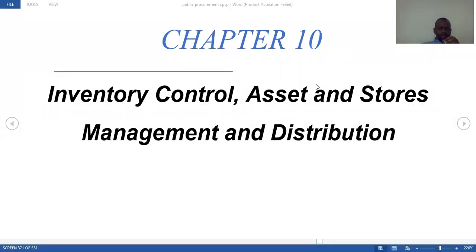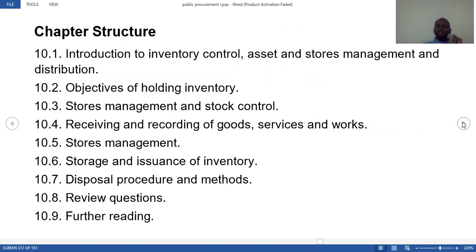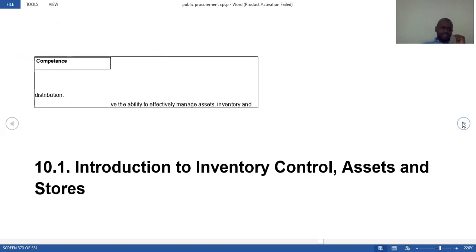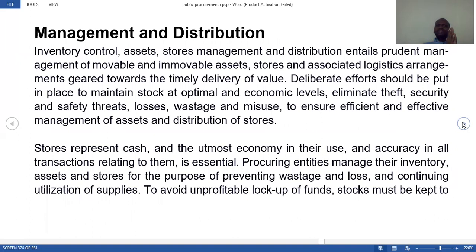So this chapter talks about inventory control, asset and store management, and distribution. Inventory plays a very critical role in most organizations, and it forms part of the working capital. When we talk about working capital, we are talking about the current assets, and inventory forms part of the current assets.